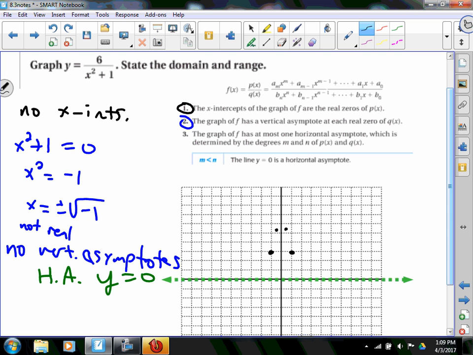But what's going to happen is this graph is going to do something like this. And somebody said plug in a 2. Let's see what happens. 2 squared's 4. 4 plus 1's 5. 6 fifths is 1.2, right? So if we plug in a 2, we're going to get something like 1.2. If we plugged in a 3, we'd have 9 plus 1, 10. 6 tenths is 0.6. A little bit more than a half. So do you kind of get an idea what this graph looks like?